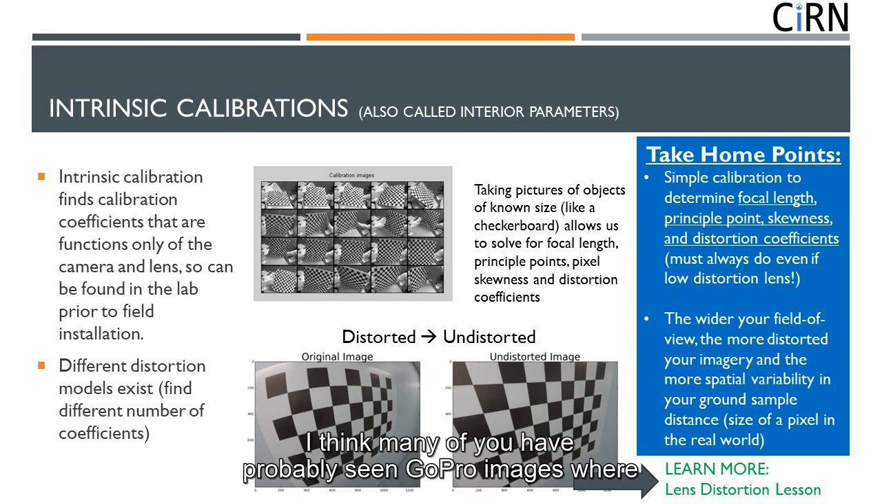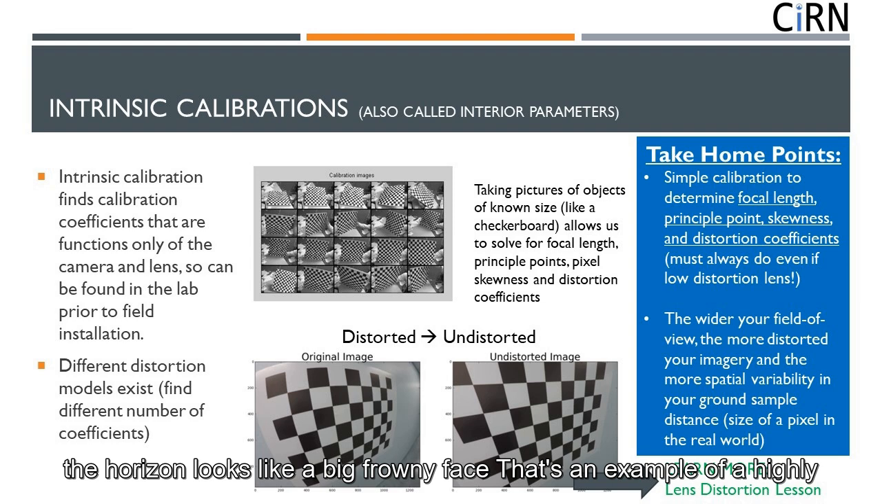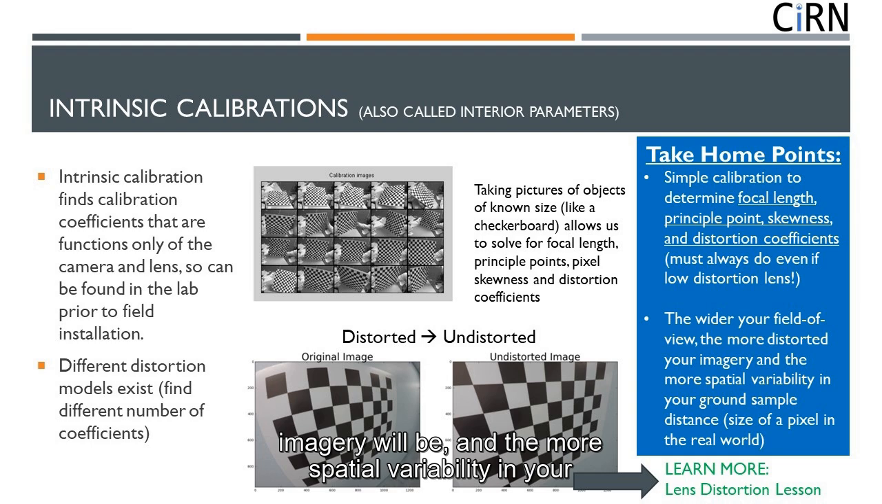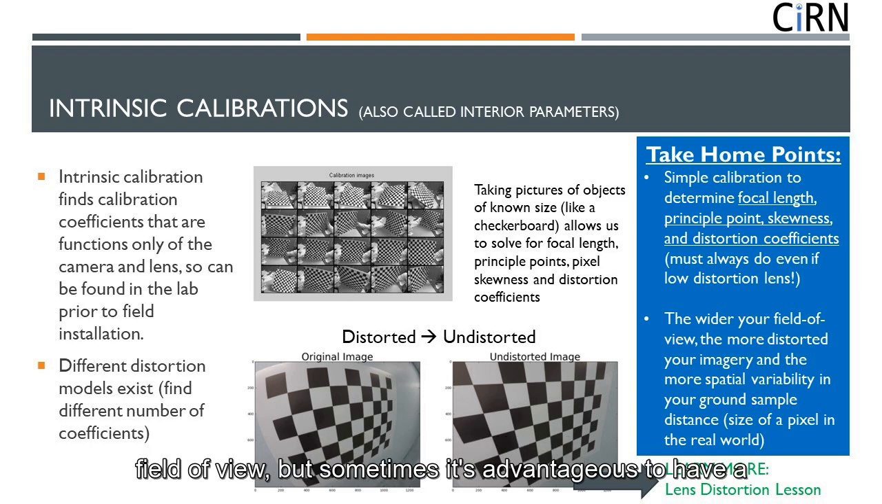I think many of you have probably seen GoPro images where the horizon looks like a big frowny face. That's an example of a highly distorted lens. So in general, the wider field of view, the more distorted your imagery will be, and the more spatial variability in your ground sample distance that you will end up with. And what that means is a pixel in the center will represent a much smaller amount of distance than a pixel at the edge of your image. So sometimes it's advantageous to have a wide field of view, but sometimes it's advantageous to have a more standard sampling interval. So you have to sort of weigh these things.